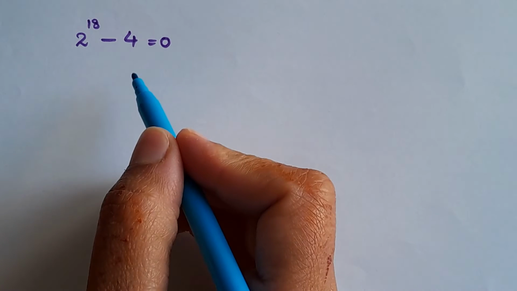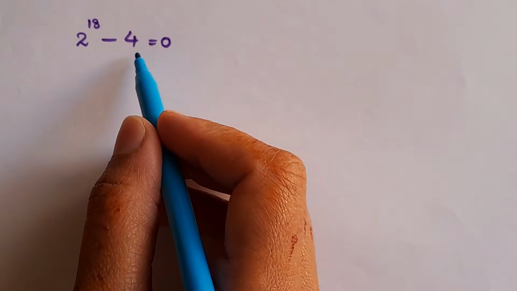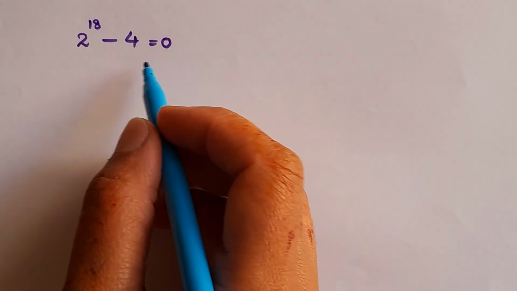What if this kind of question appears in an exam and you are not allowed to use the calculator? So how are you going to solve it? Let's see. If 2 to the power 18 minus 4 is equal to 0, we will see the solution of this question in this video.